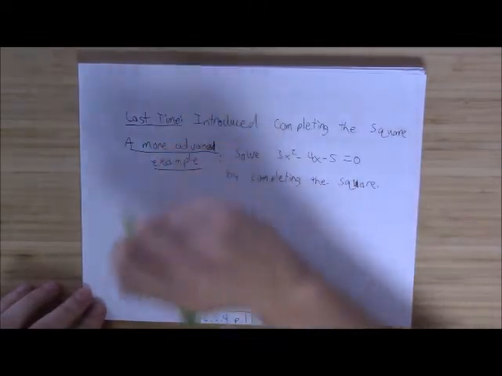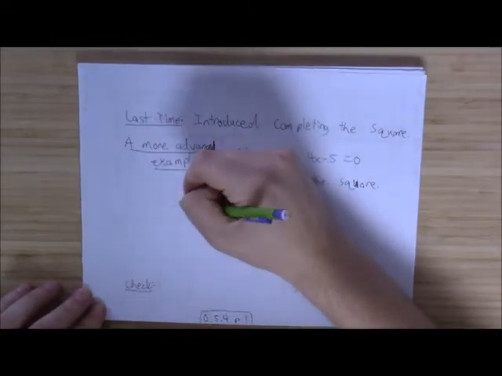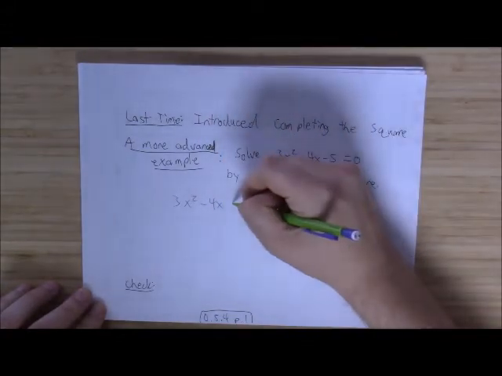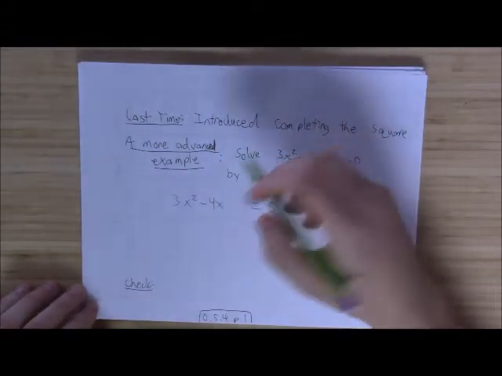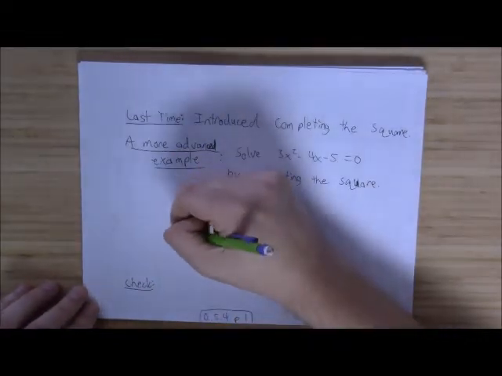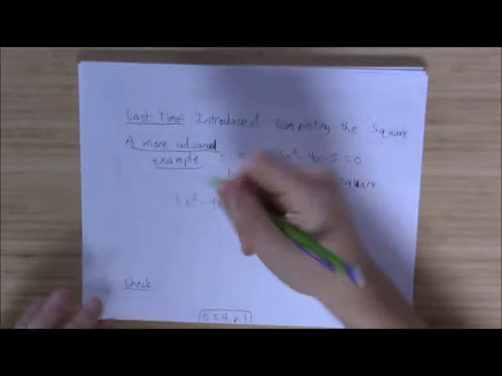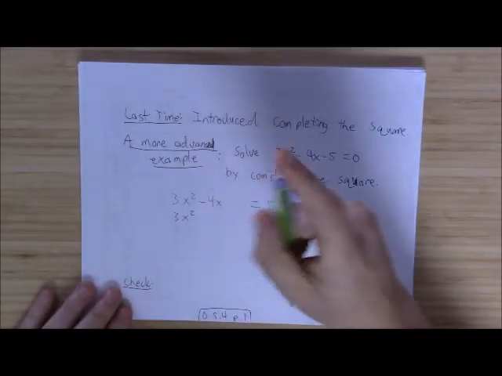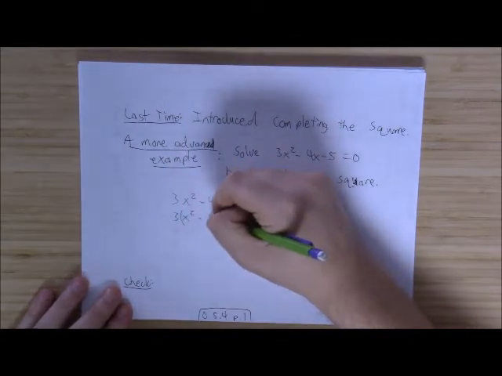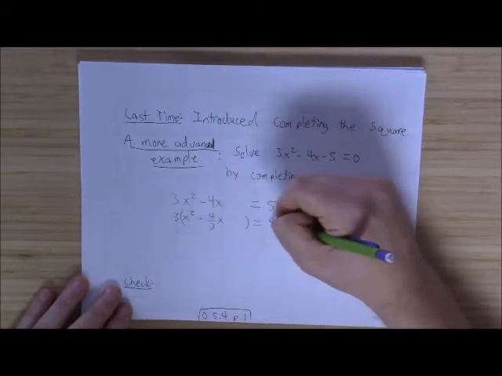So the way we do this is the first step is go ahead and take the 5 to the other side, as we did before. But now what we're going to do is pull out the 3 before we complete the square. So by pulling out the 3, we have 3 times x squared minus 4/3 x equals 5.